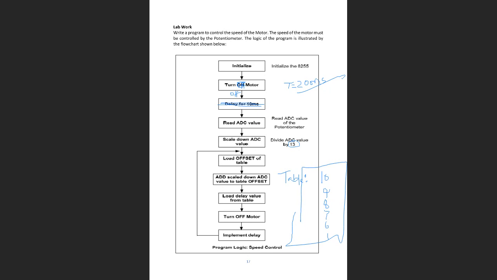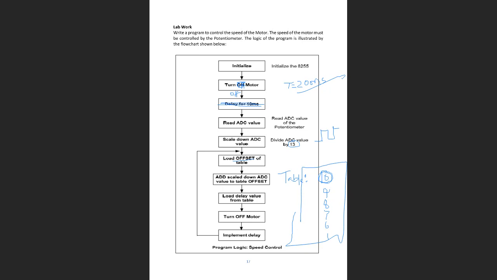So these are the off times. First of all, load the offset of the table. So what is the offset address of this one? We know how to do it. Then add this scale value, I mean the ADC value, with this offset. If the ADC value is minimum, that means we want the speed minimum. That means this is the maximum off time of a period we want, of a pulse, like this one is the pulse, right?